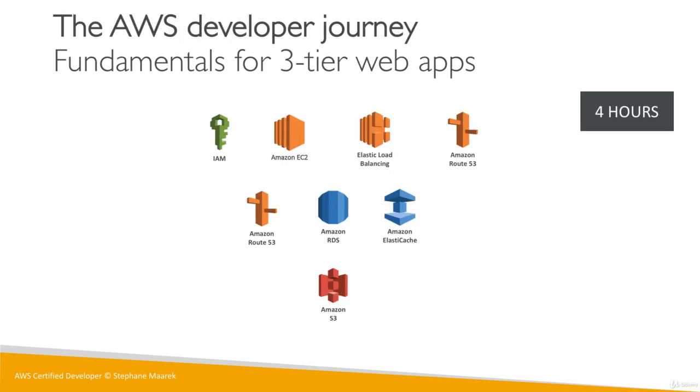So the first thing I want to do is to go through a developer journey. And so this developer journey is going to be broken down. And the first part is going to be 4 hours, which is going to be the fundamentals for 3-tier web apps. And so when we create an application on AWS, we absolutely need to know the fundamentals because they basically power everything out there. And so all these blocks are going to take us 4 hours. I'm not going to read out every technology to you. We'll see them in their own time.